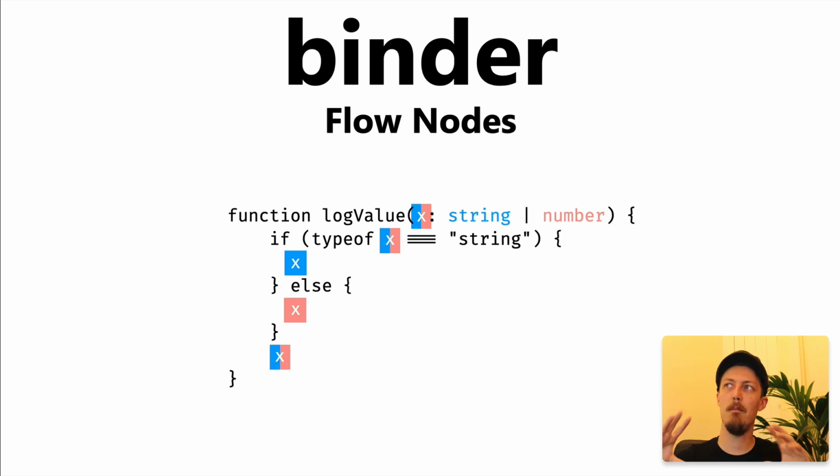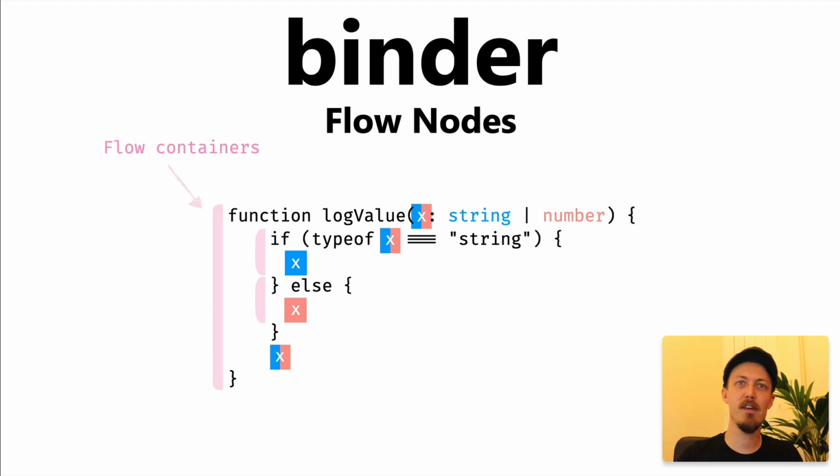And this system basically needs to be set up in a way where TypeScript can keep track of what contains these variables, a lot like the scopes that we saw earlier, as well as keeping track of where a mutation for these identifiers could occur. So the first thing it does is it sets up these flow containers.